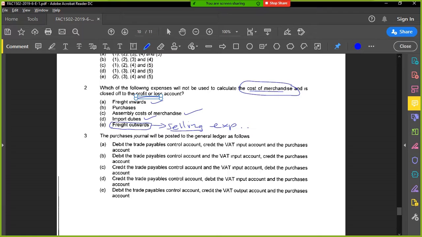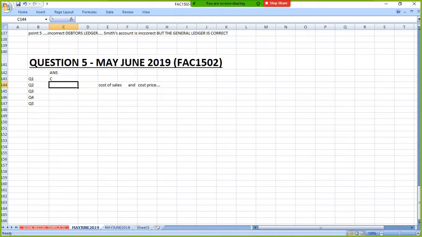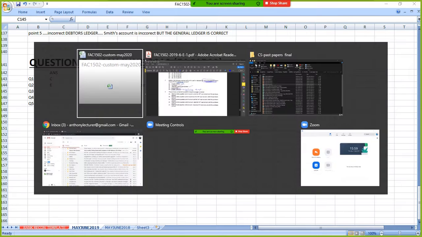Right. Okay, fine. Here you're looking at which of the following expenses will not be used to calculate the cost of the merchandise. So E would be the one that's correct. E is not part of cost of sales or the cost price.